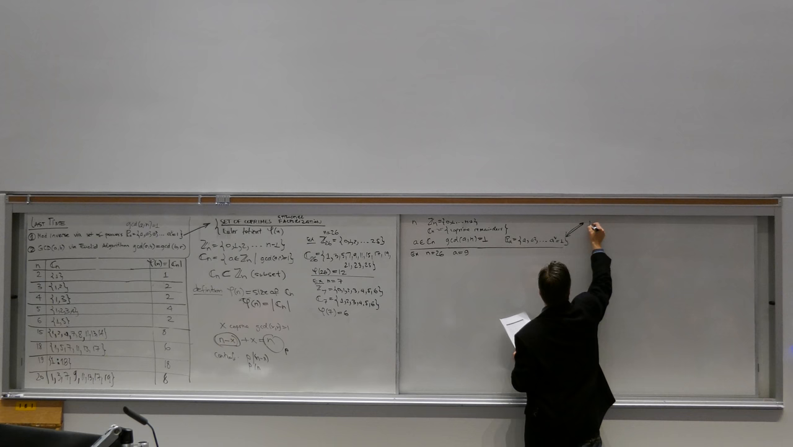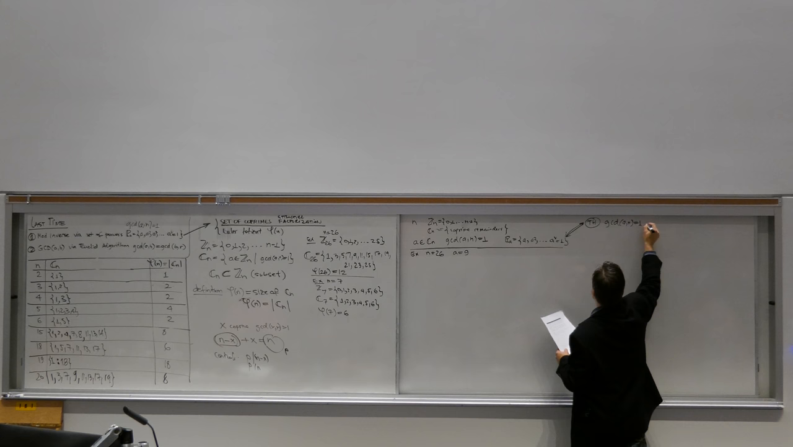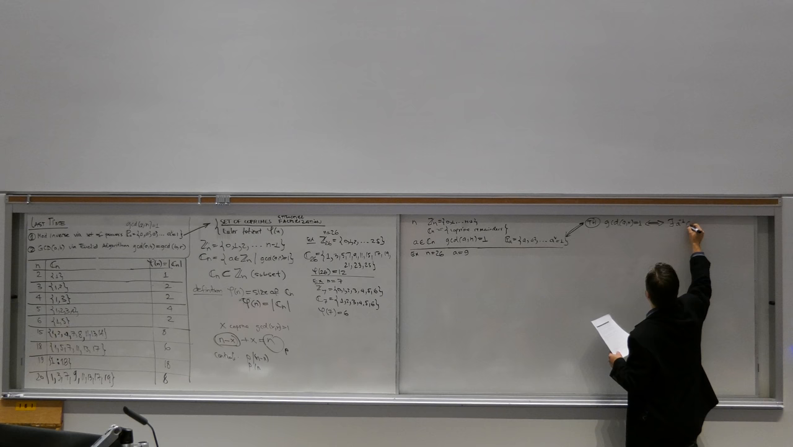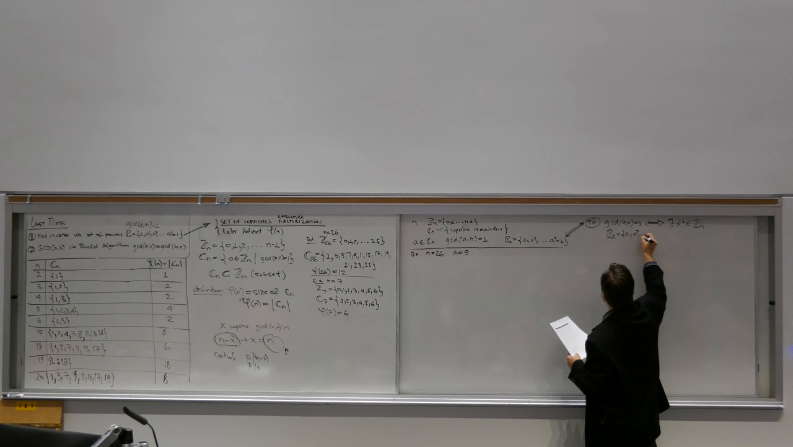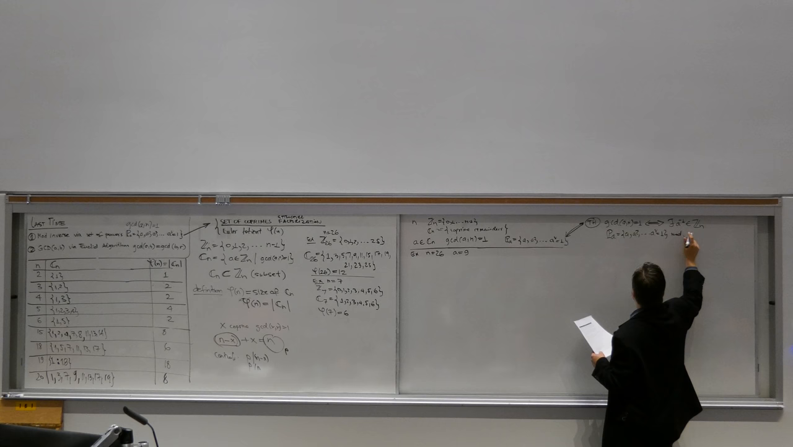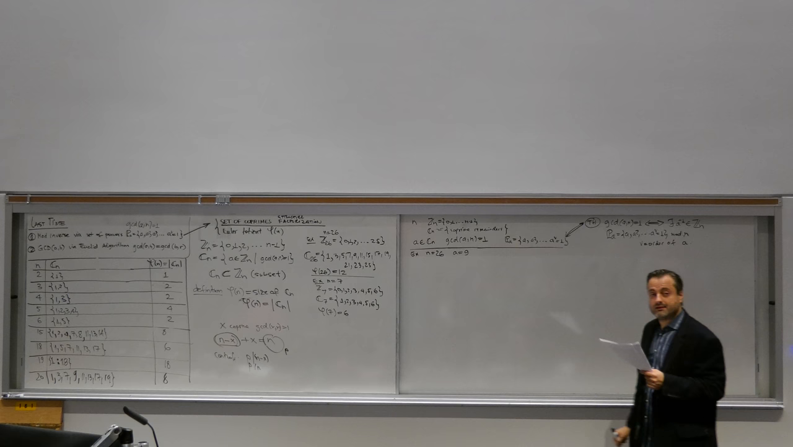There was a theorem saying that the GCD of a and n is 1 if and only if there is an inverse, and the set of powers a, a squared, everything up to a to the b equals 1. Everything is modulo n. b is called the order of a. That's the theorem we stopped at last time.